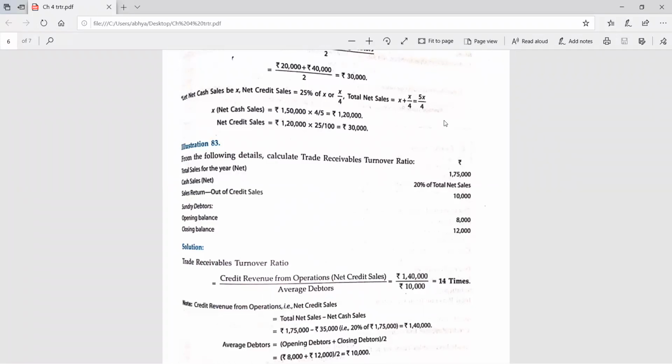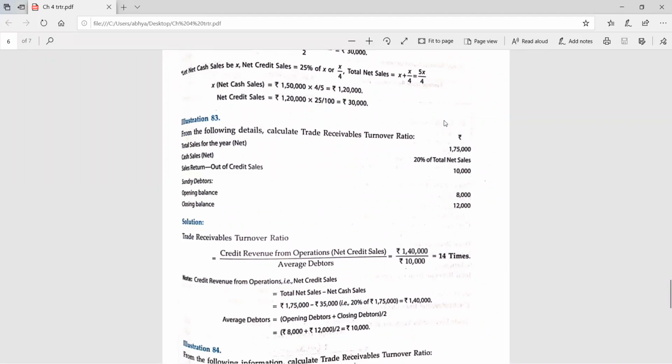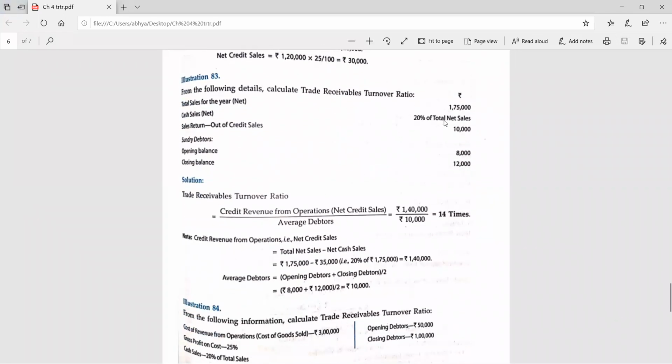That was: if only closing debtors or closing BR or closing trade receivables are given, then you need not find out the average. Yes, Varun Bhatia, you need not find out the average because only closing is given. So we are not able to find out the average. So don't consider opening as 0 and find out the average. Average will be found when both opening as well as closing are given. If only one is given, then you need not find out the average. You are going to put the same figures.